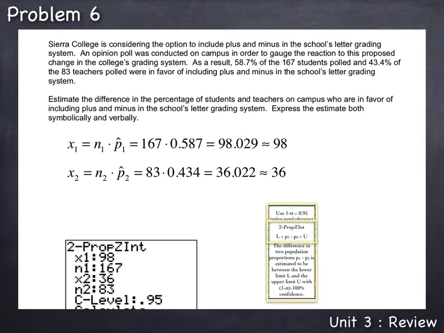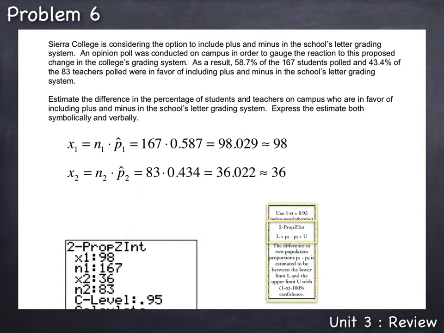So we can enter it into the calculator, starting with our first sample of students. x1 was 98 total students in favor of plus or minus grading, out of a total of n1, 167 students polled. And x2 and n2, the second sample of teachers: x2 was the 36 teachers who were in favor, and n2, the total of 83 teachers who were polled.